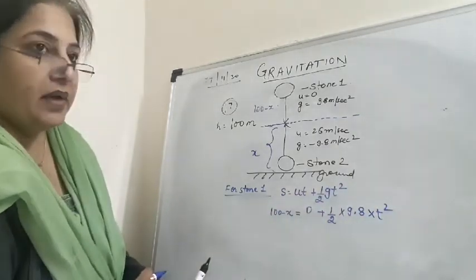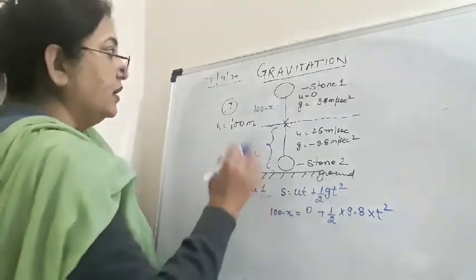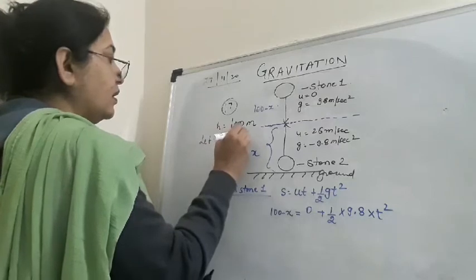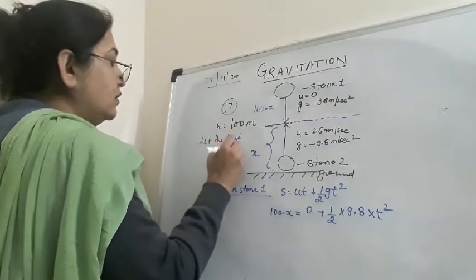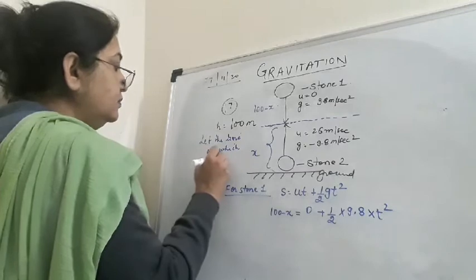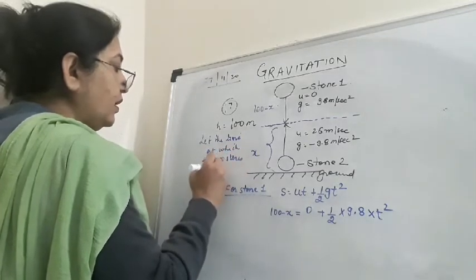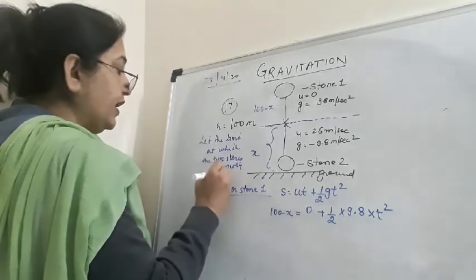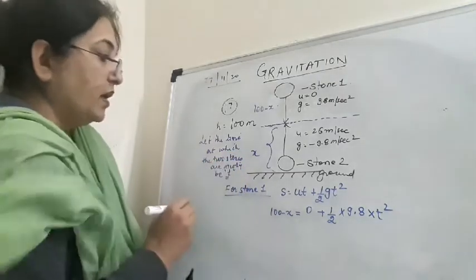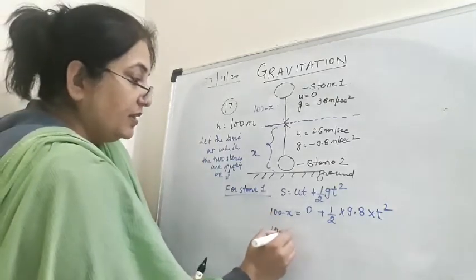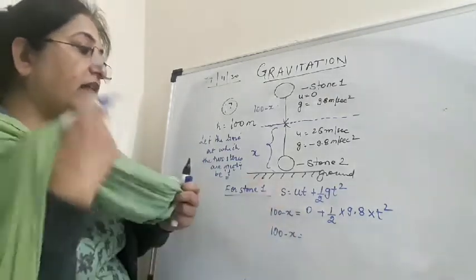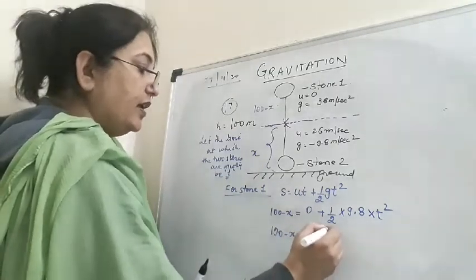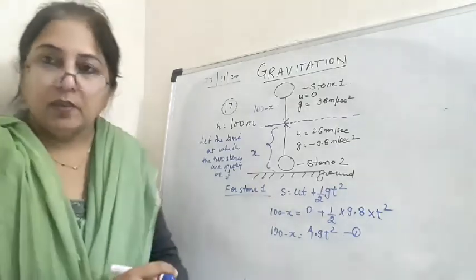Let the time at which the two stones are meeting be t, not x. X is a distance. So we have 100 minus x equals 9.8 upon 2, that gives 4.9 t square. Let us take this as equation number 1.